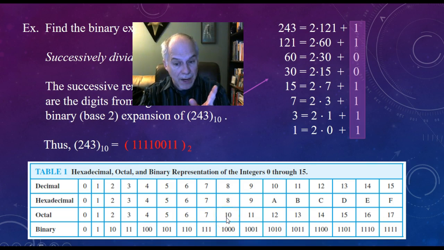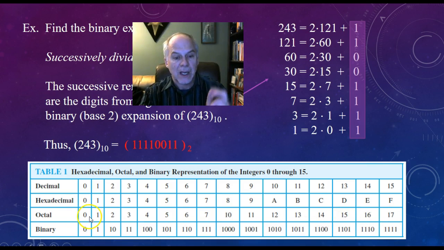Because that 1 there doesn't represent 10, it represents 1 eight. And this second number, 11, looks like our eleven, but it's not. It means 1 eight and 1 one, which means 9. This means 1 eight plus 2 ones. This means 1 eight plus 3 ones. 1 eight plus 4 ones, etc.